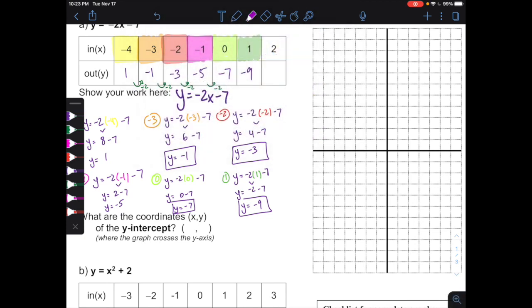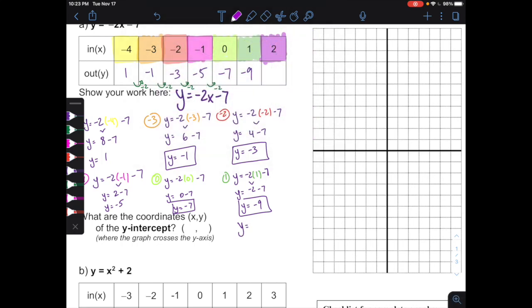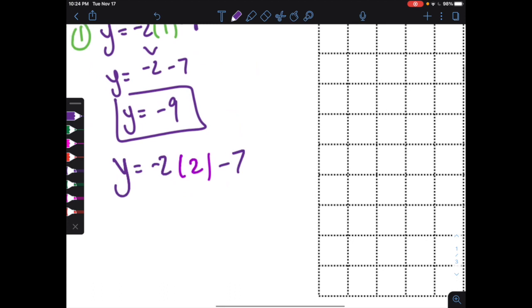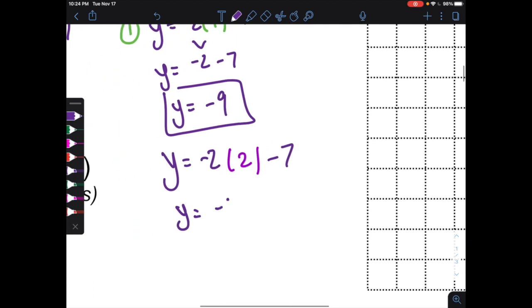Let's keep going with that pattern. I'll plug in 2. Y equals negative 2 times 2 minus 7. Y equals negative 4 minus 7. Y equals negative 11.